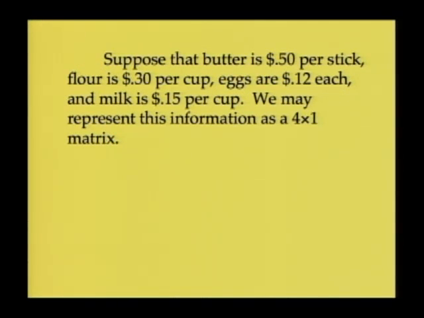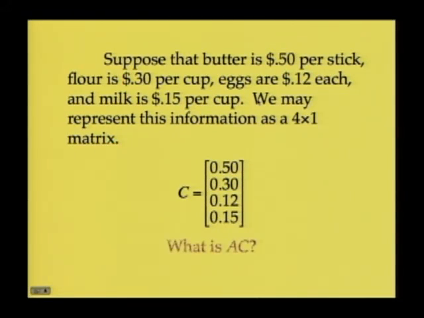All right. Now let's say that you go through and you know how much each of these items costs. For example, butter is 50 cents a stick, flour is 30 cents per cup, and so on. Well, you can put this information into a 4x1 matrix. Now that would have 4 rows and just 1 column. So here's the 50 cents, here's the 30 cents for the flour. And you have to be consistent, you have to do things in the same order, and you have to use the same units of measure, which I'm doing here.